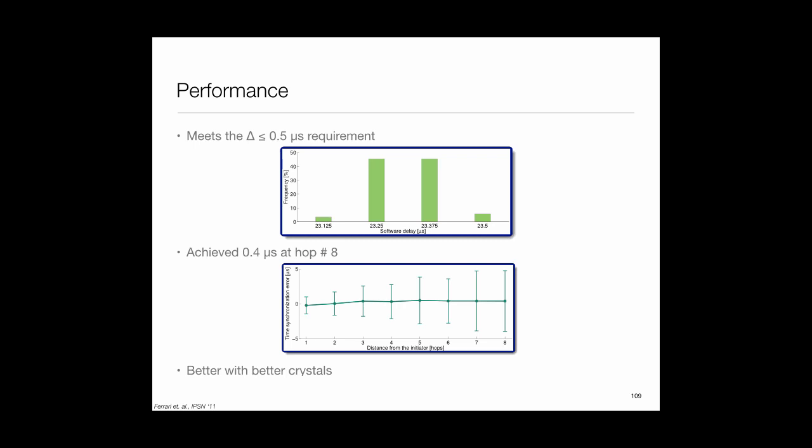They pulled it off in the sense that they were able to achieve their goal of the delta being less than half a microsecond. And what they achieved with this was 0.4 microsecond at hop number 8. So it's a per hop of 0.05 microsecond, which is pretty amazing.